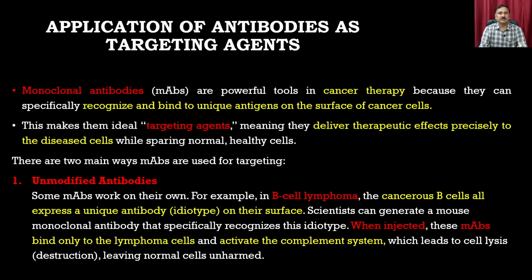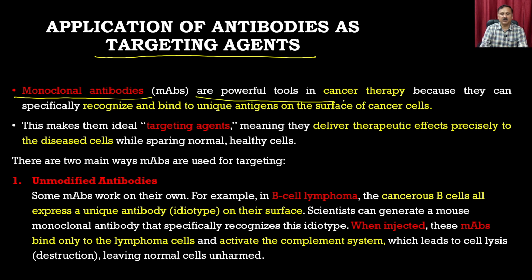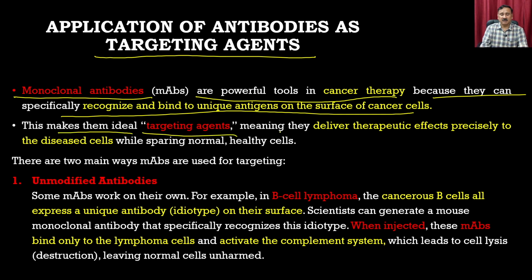Then you can also use the antibodies for targeting the antigens, right? So you can use the monoclonal antibodies, which are powerful in cancer therapy because they specifically recognize and bind to the specific antigen on the surface of the cancer cells. This makes them ideal for targeting the antigen, meaning they deliver the therapeutic agent precisely to the diseased cells while sparing the normal or healthy cells.